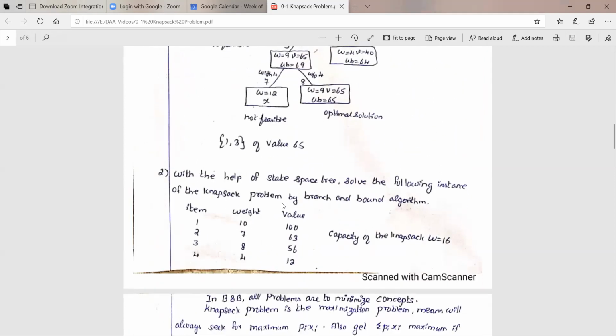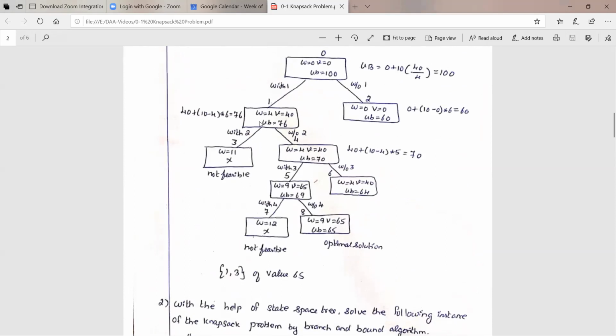Okay. So now this is one example I have given. With the help of the state space tree, solve the following instance of the knapsack problem by the branch and bound algorithm. Here also we are having 4 objects. For each and every object we are having the weight and also the value. Now we have to consider value divided by weight and then make it in decreasing order. The capacity of the knapsack is already given, W is equal to 16. After that you can do the procedure in the same way.